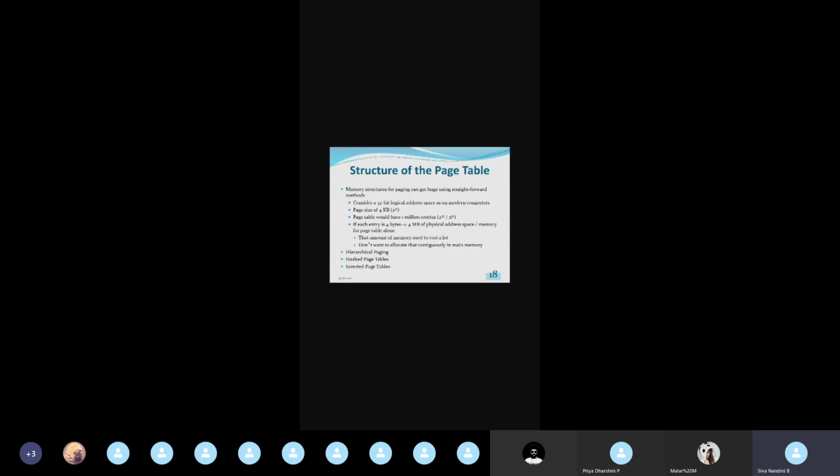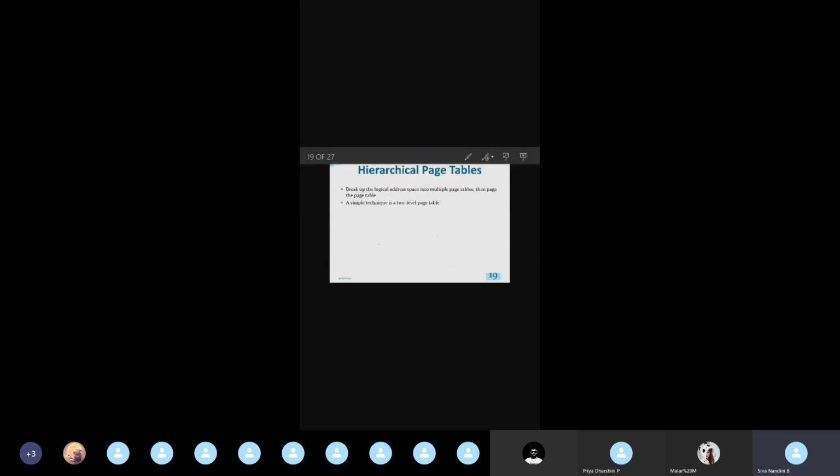So only there are some changes in the structure of the page table, and thus we have hierarchical paging, hashed page table and inverted page table. Okay, so we'll see them one by one. Hierarchical page table means this page table will be broken into different levels.